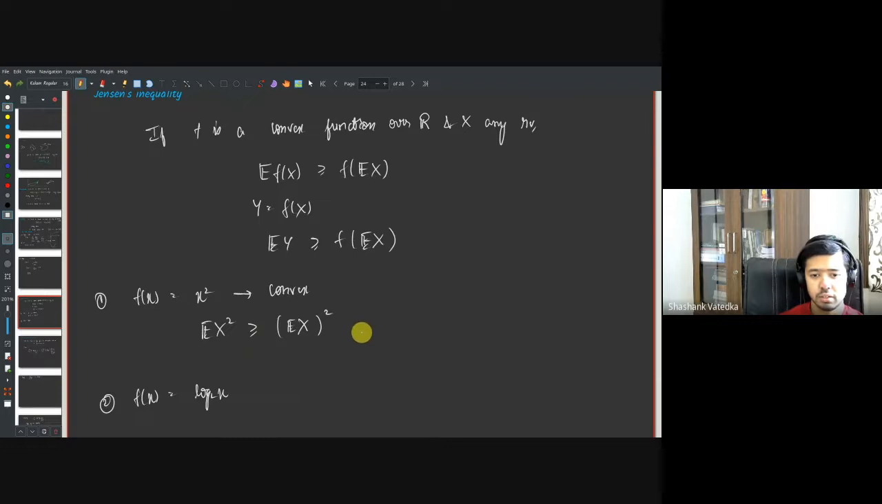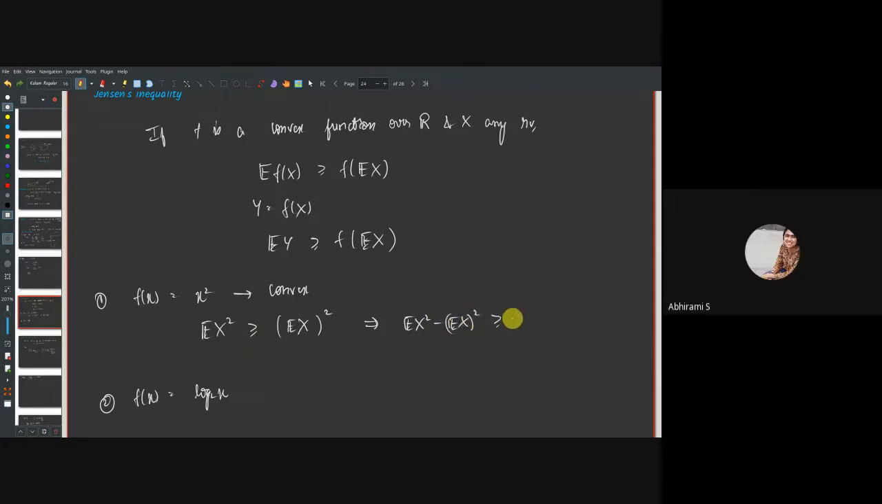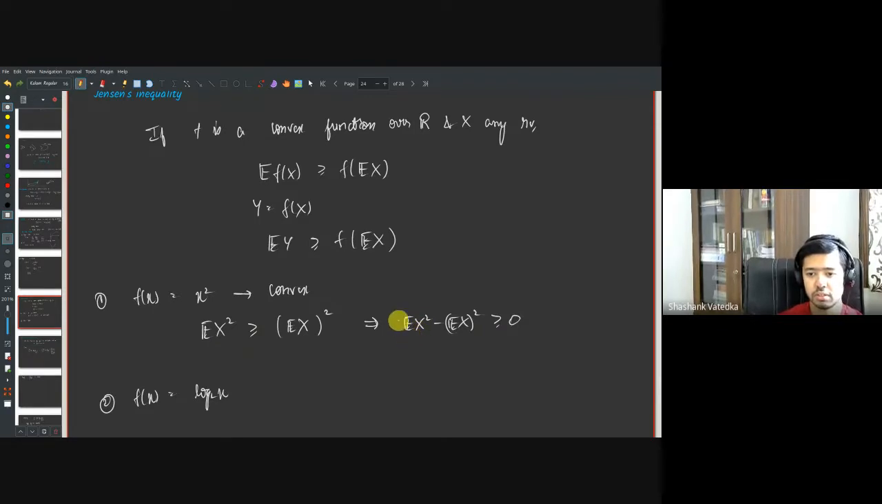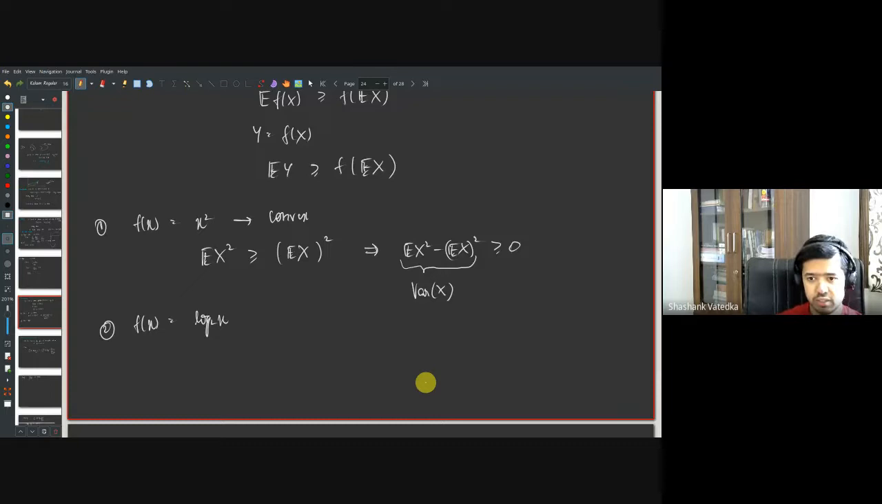Okay, and you've seen this before, right? So this implies that expectation of x square minus expectation of x, the whole square, is greater than or equal to 0. Exactly. So this quantity, the expectation of x square minus the expectation of x, the whole square, this is just the variance of x. And you know that the variance is always non-negative. Okay, so that's an interesting property.